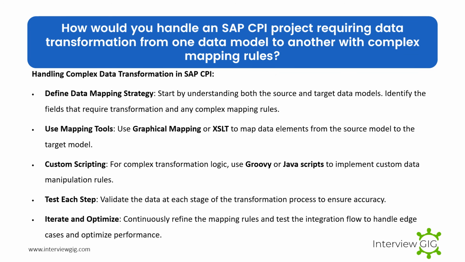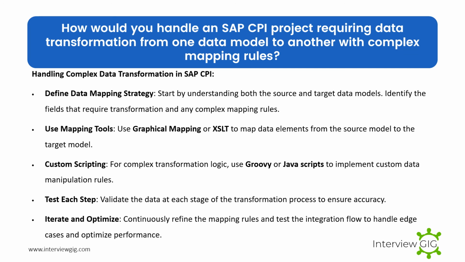How would you handle an SAP CPI project requiring data transformation from one data model to another with complex mapping rules? Handling complex data transformation in SAP CPI. Define data mapping strategy. Start by understanding both the source and target data models. Identify the fields that require transformation and any complex mapping rules. Use mapping tools. Use graphical mapping or XSLT to map data elements from the source model to the target model.